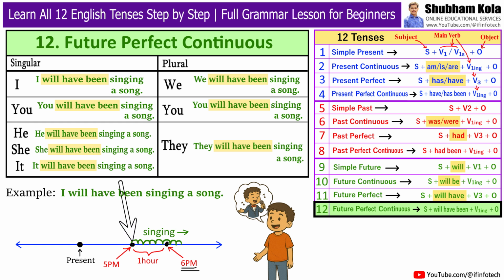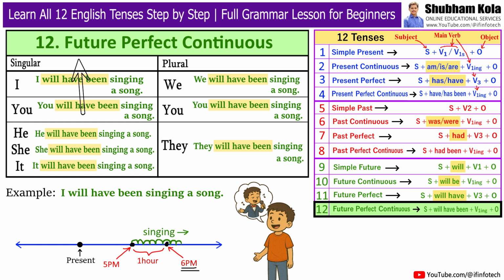This means that you started singing at 5 pm, the action continues without stopping, and by 6 pm, it will have been 1 hour of continuous singing. So you will say, I will have been singing a song. The structure of this tense is will have been plus V1 ing. This is called future perfect continuous tense.